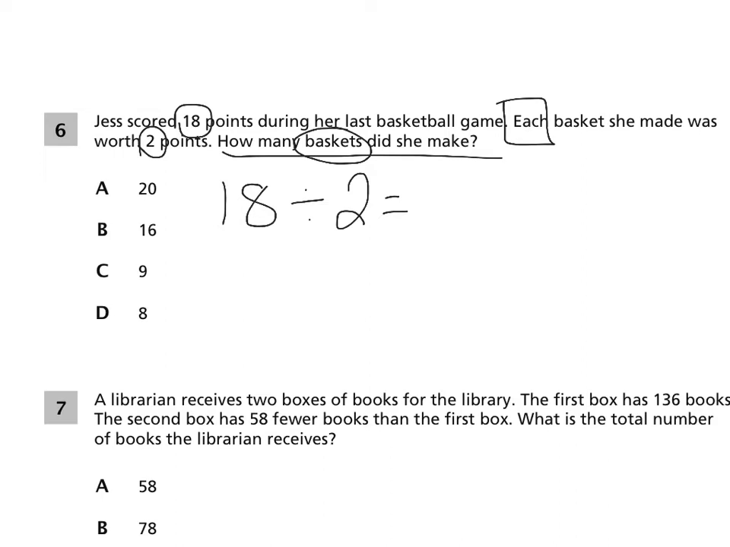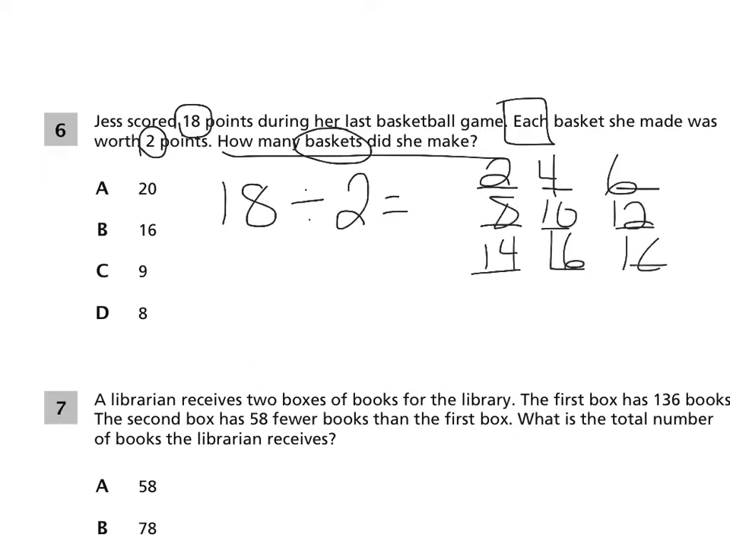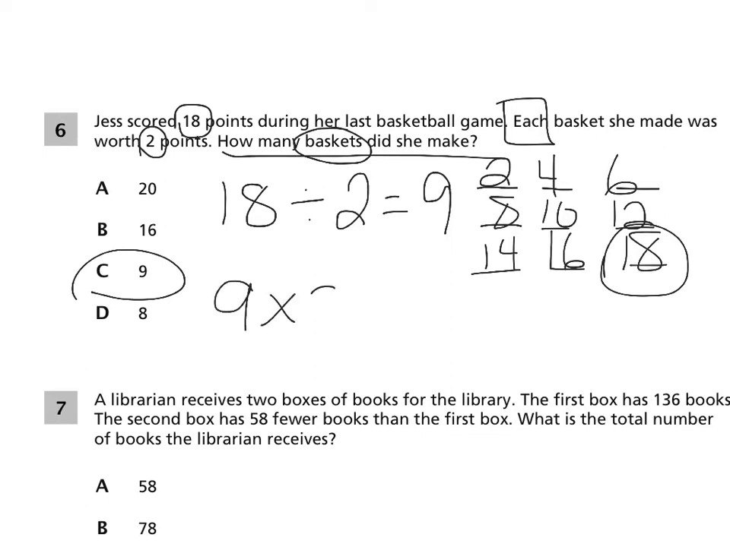If you don't know 18 divided by 2, you could always drop your 9 lines for 2s until you count to 18. And you would notice that 18 shows up on the 9th line. So 18 divided by 2 is 9, so she made 9 baskets. You could check that with multiplication. If she had made 9 baskets and they were each worth 2 points, that would give us 18 points total.